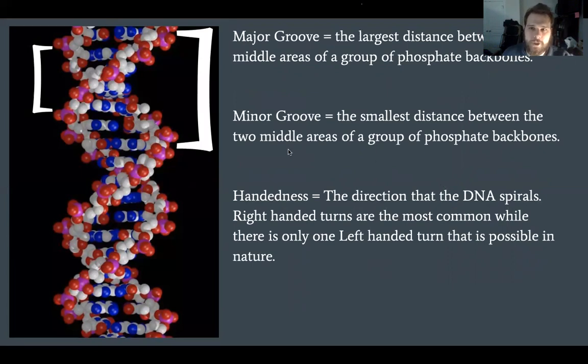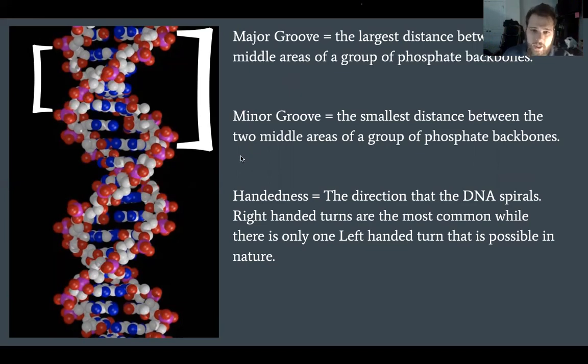Major grooves are the largest distance between the two middle areas of a group of phosphate backbones. So as we can see with the rightmost bracket, this is going to be a major groove, while the minor groove is the smallest distance between the two middle areas of a group of phosphate backbones, and this is going to be the leftmost bracket.